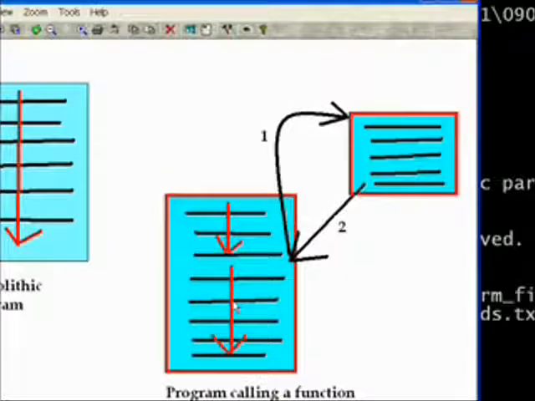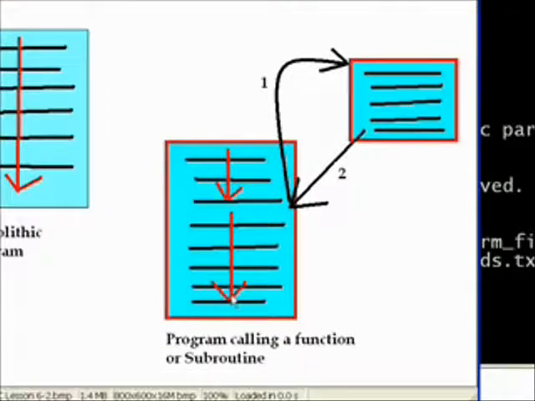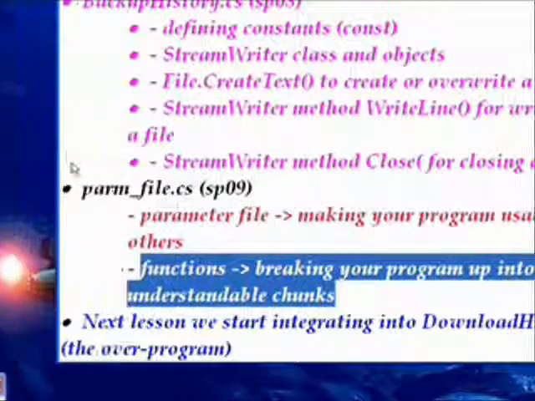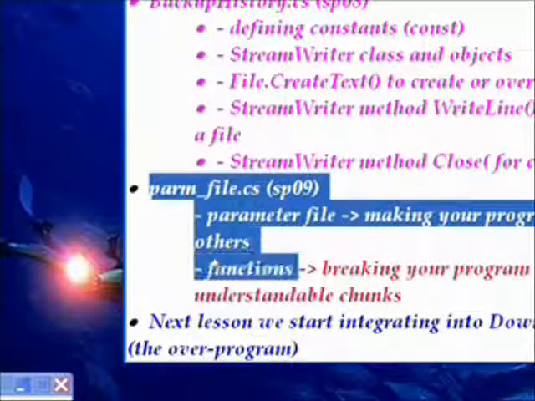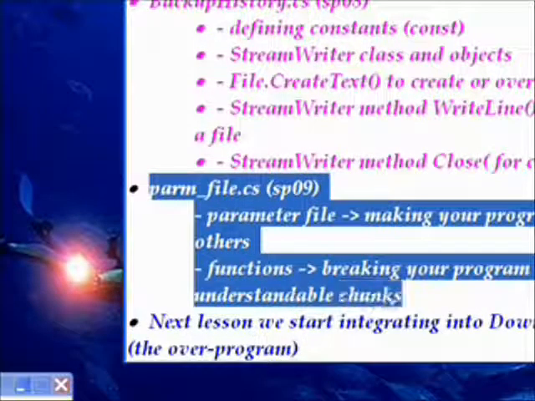Well, that completes the third and last subprogram that we're going to look at for this lesson. So I'll highlight that and click Done. And then what we want to do next lesson is finally start integrating all these chunks into one big overall program, which we're going to call downloadhistory.cs.